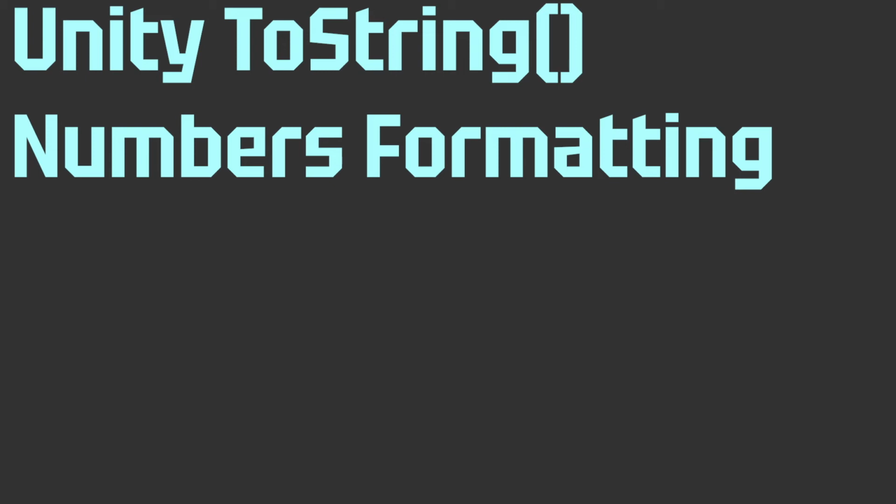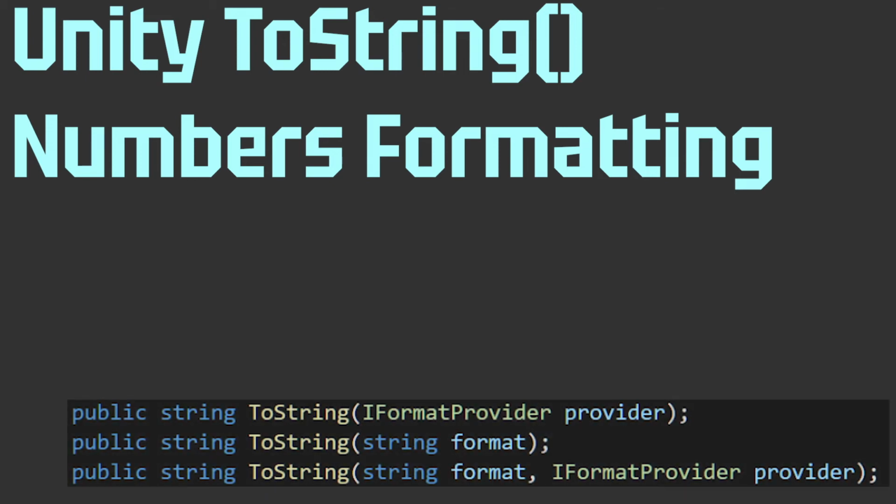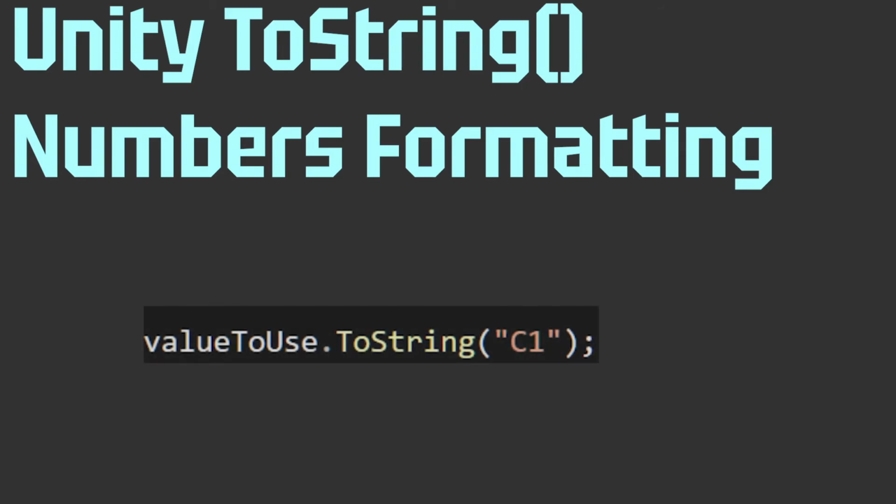In Unity, we use numbers a lot for time, score, money, or whatever. In most cases, we need to format them somehow. The ToString function has three additional implementations. And to format numbers, we need to know how string format works.